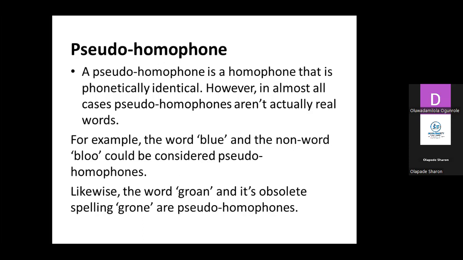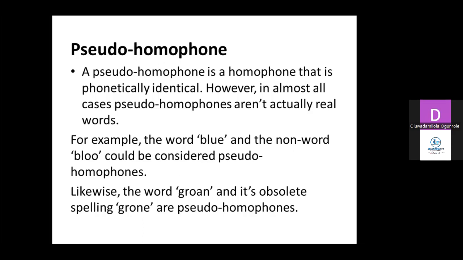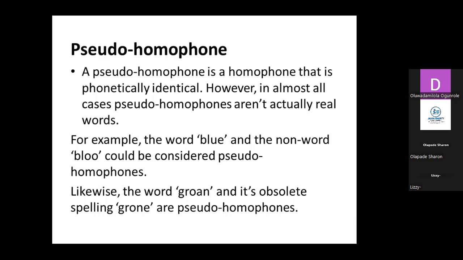Now, the second word is a non-word, it's not found in the dictionary. But basically, in a way to create something that sounds like the first one, I have created a pseudo-homophone, a false homophone, a false word that sounds like the first one. Like the examples we have here, we can have the word blue and a non-word blue. And we can have the word groan, which means to cry in pain, and an obsolete word groan, that is a word that is no longer in existence.